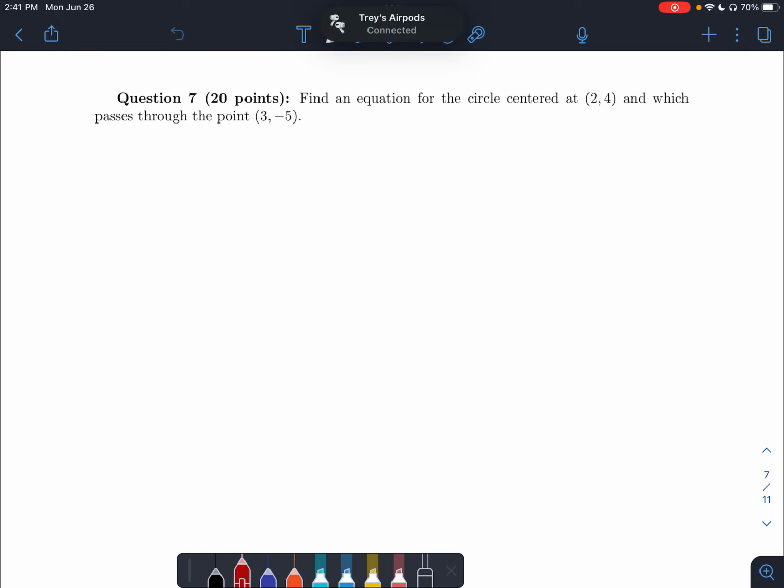All right, let's keep going here with this study guide, this midterm. So here we want to find an equation for the circle centered at (2, 4), and which passes through the point (3, -5). Okay, so you're given a point that it passes through, and you're given the center. So the center is of the form (h, k), which here is (2, 4).